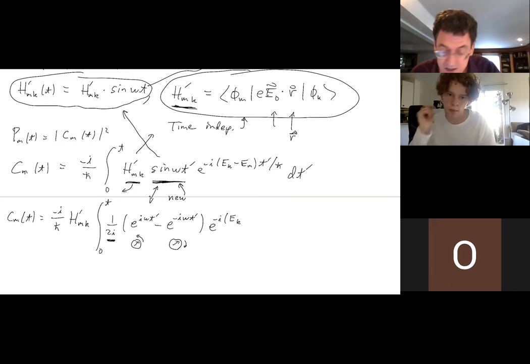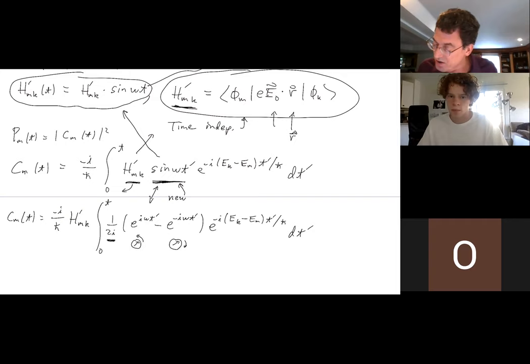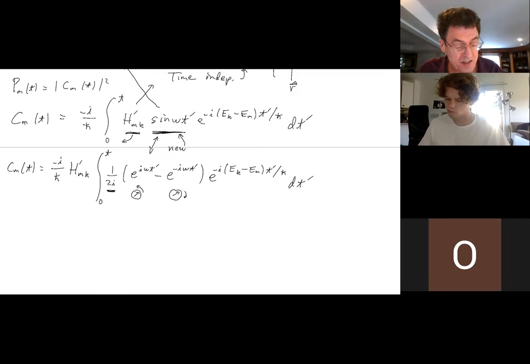Ek minus En, t prime over h bar, d t prime. Okay, so I've just written out that integral. Nothing fancy, just doing the math. But then let's multiply it out. Let's keep going. It looks complicated, but it's not. It's just tedious math. We're just going to multiply it out, just do some algebra.